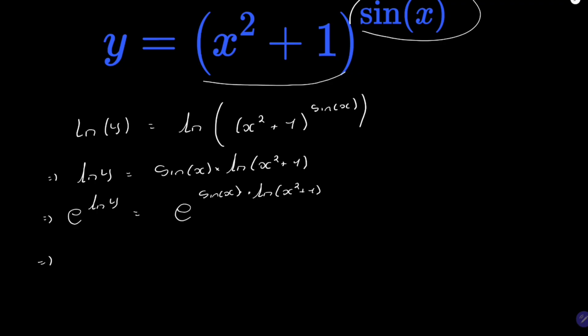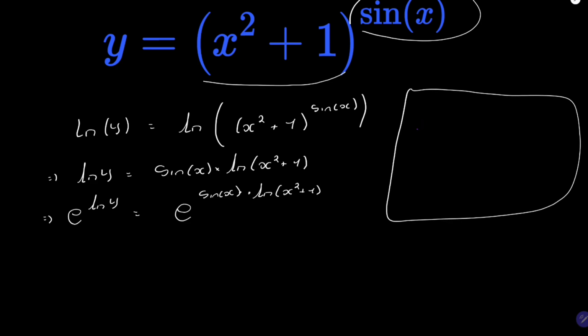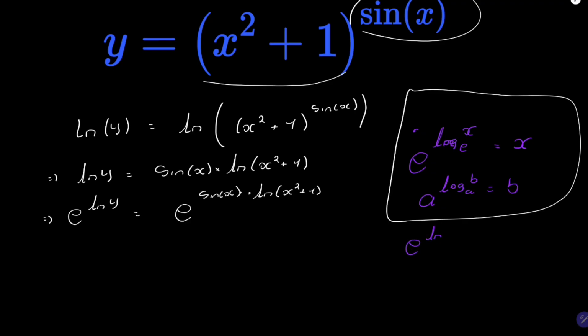This, and if we recall very well from our log laws, we note that the exponent to the ln of x gives us x. In general terms, e to the log of a b gives us b. In this our case, we have e to the ln of y, which is same thing as e to the log to the base e of y, and this gives us y.